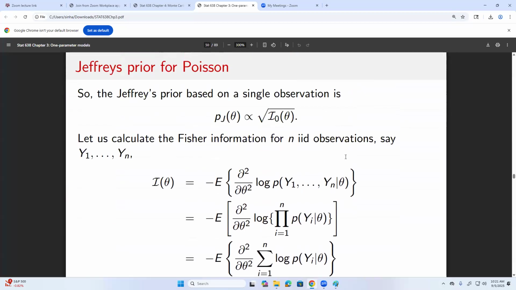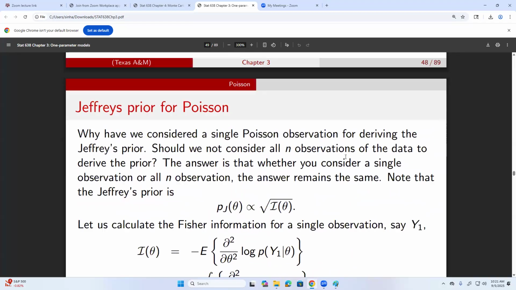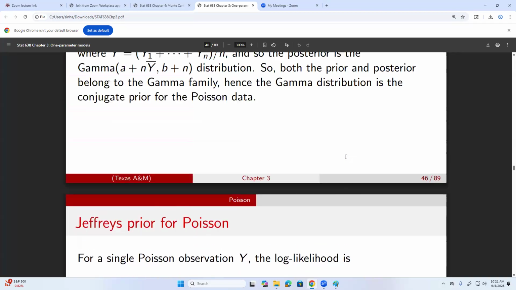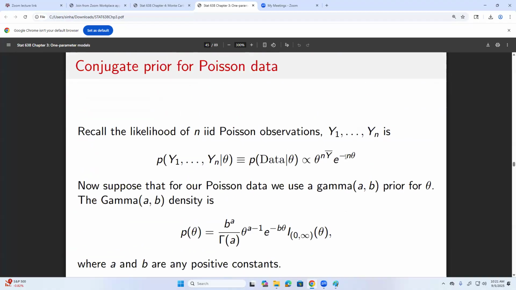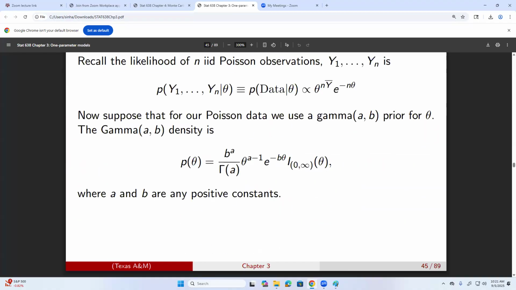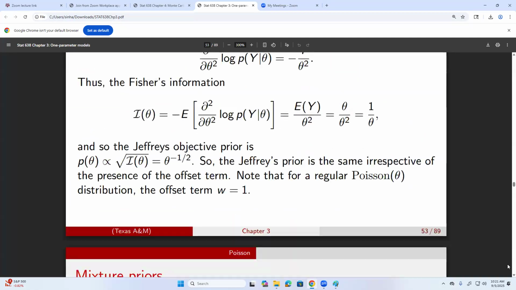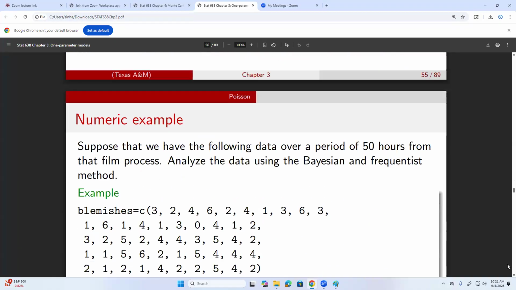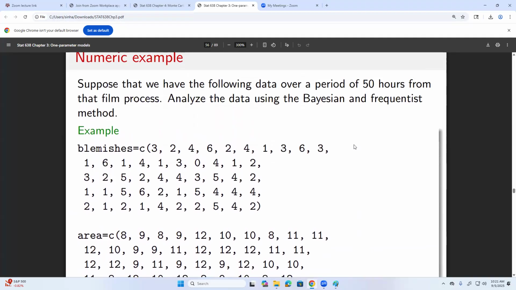I gave you this problem. What is the data set? Okay, so maybe the data set is given right here. So this is the data. Suppose that we have the following data over a period of 50 hours from the film process. Analyze the data using the Bayesian and frequentist method. Frequentist means the classical method.